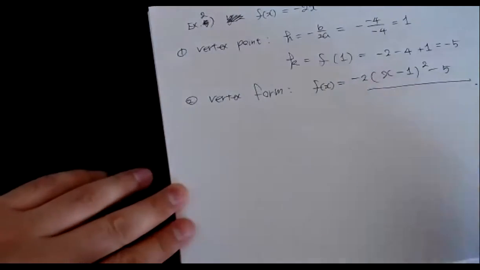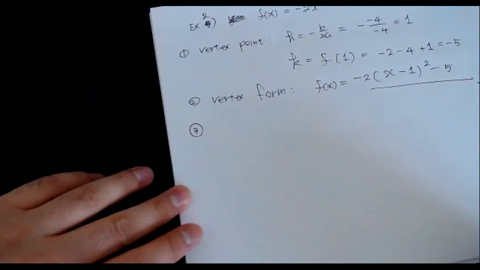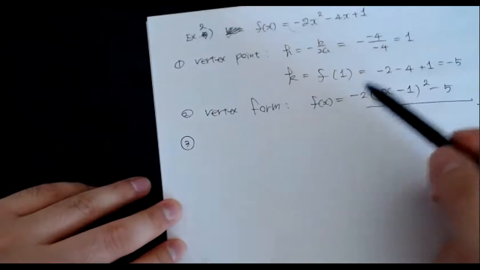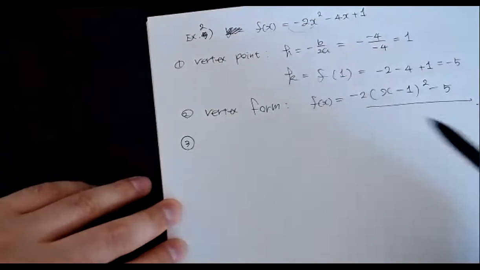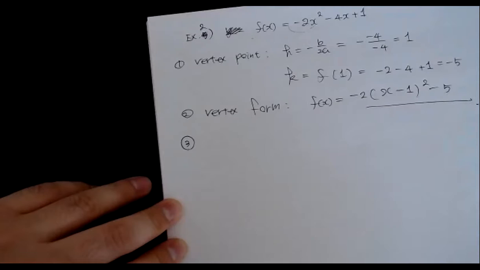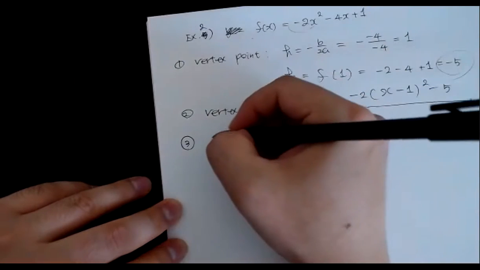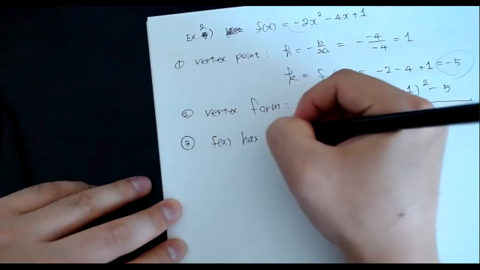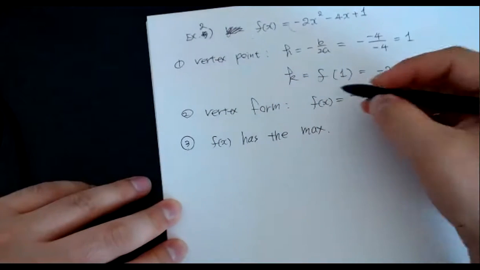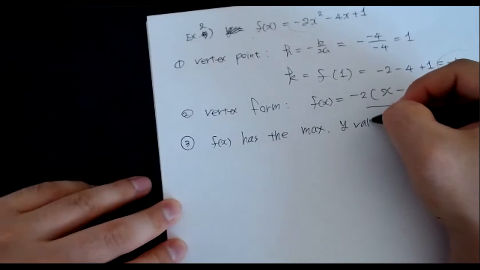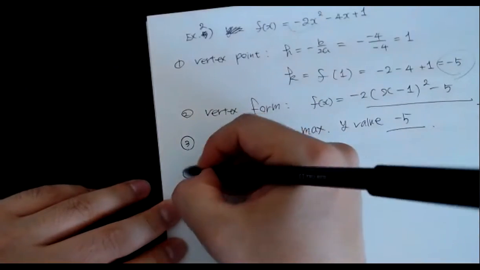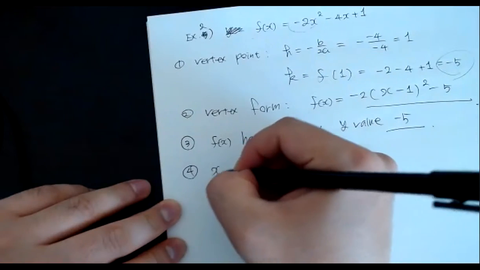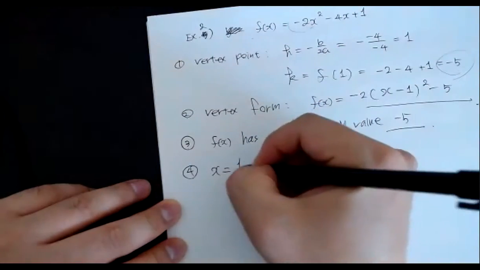Okay, and then the third one, what? The maximum or minimum y value. You see, a is negative 2, so the graph of f of x must be a parabola that opens down, right? Okay, so this guy has only a maximum y value, which is k, right? So k is negative 5. So f of x has the maximum y value negative 5. Okay, and then the axis of symmetry is what? x is equal to h, which is 1, right?